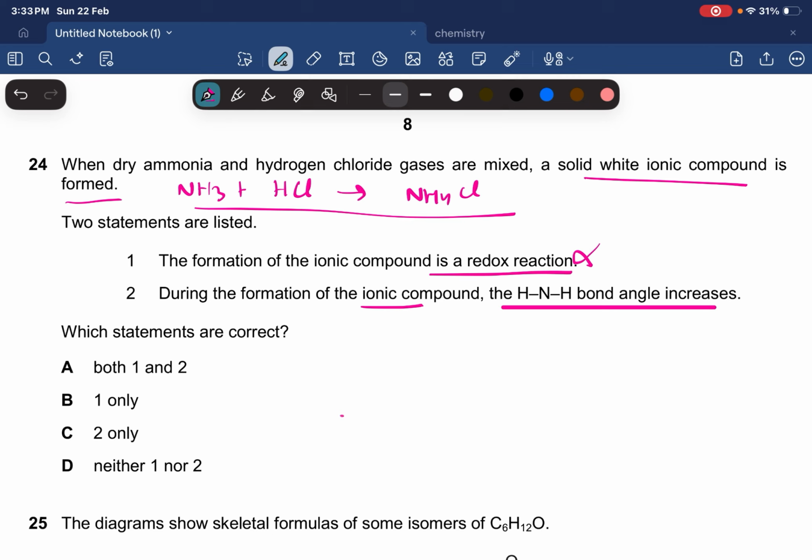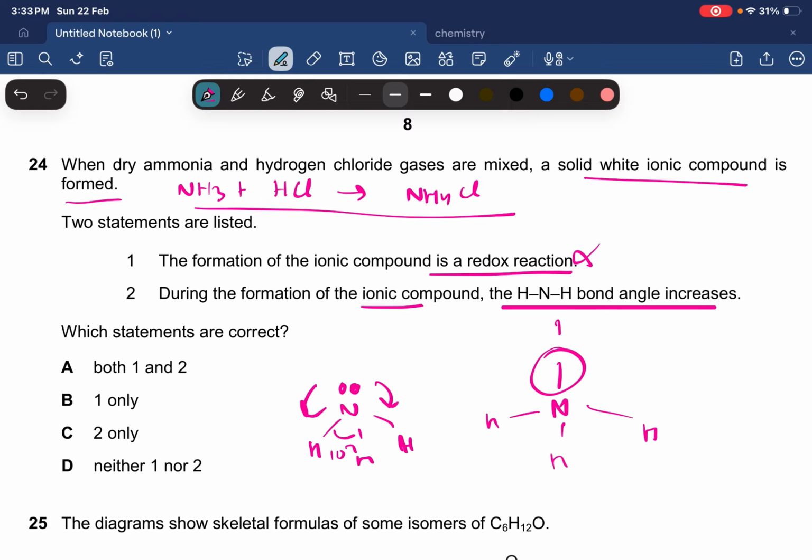Yeah, that's correct, because from ammonia you're basically going to ammonium. Ammonia has a bond angle of 107 because of this lone pair pushing down, but for ammonium, the bond angle is going to increase because now you have this dative bond here. And when you have this dative bond here, now it's going to be a tetrahedral structure with a 109.5 degrees bond angle. So which statement is correct? Only statement 2 is correct.